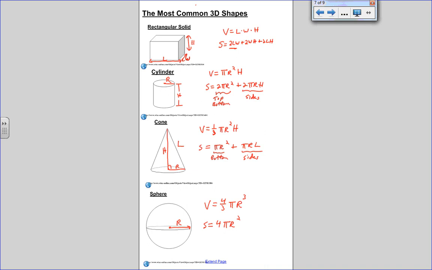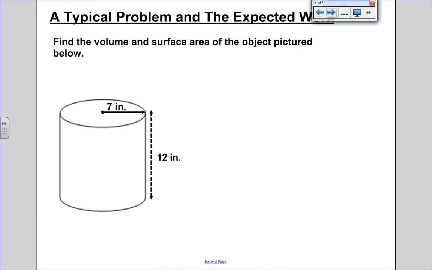And what we're going to do is, just like we did with our area formulas, we're going to practice using these things. I'm going to show you one example to give you an idea of what you need to be able to do, and then hopefully you'll have enough that you can just start working on the assignment that goes along with this lesson. So here's the problem that we need to do. We need to find the volume and the surface area of this cylinder.